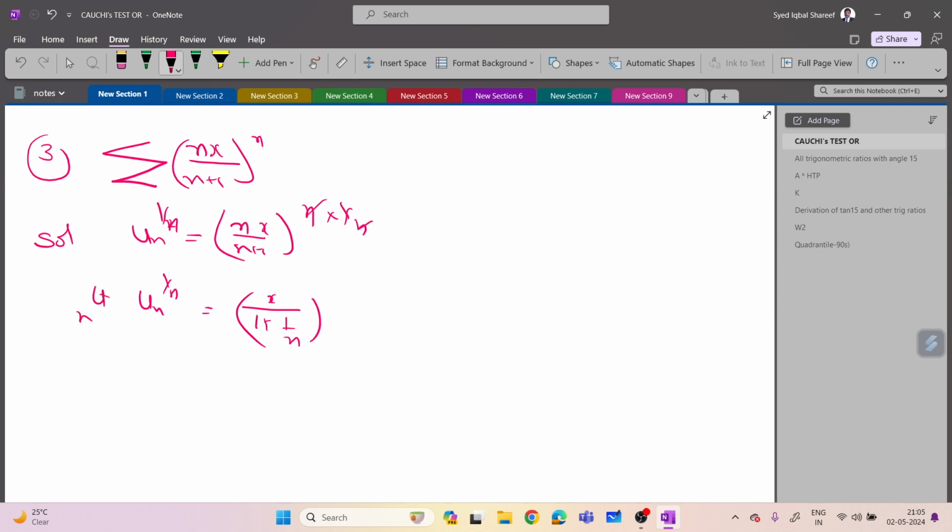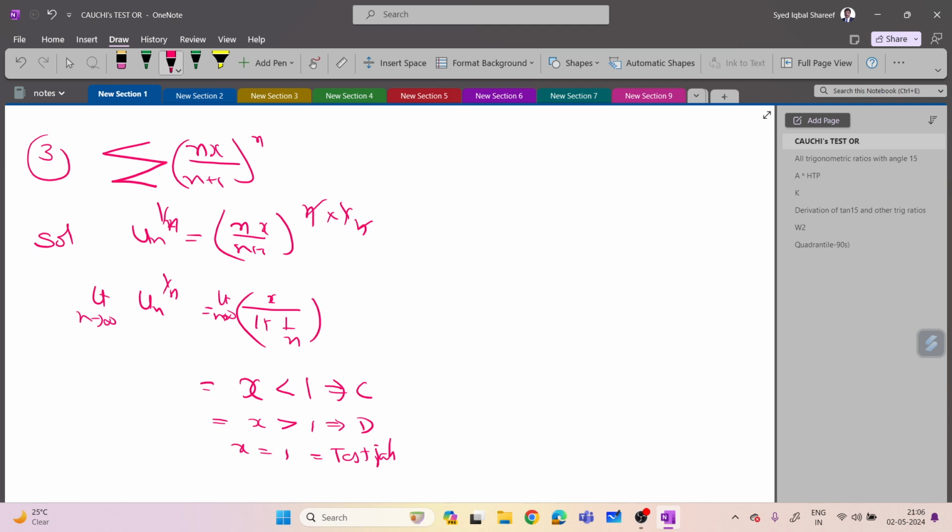Now apply the limit as n tends to infinity. As n tends to infinity, 1 by n tends to 0. The answer is only x. If x is less than 1, convergent. If x is greater than 1, the series is divergent. If x equals 1, the Cauchy root test fails. Equal to 1, the test fails.